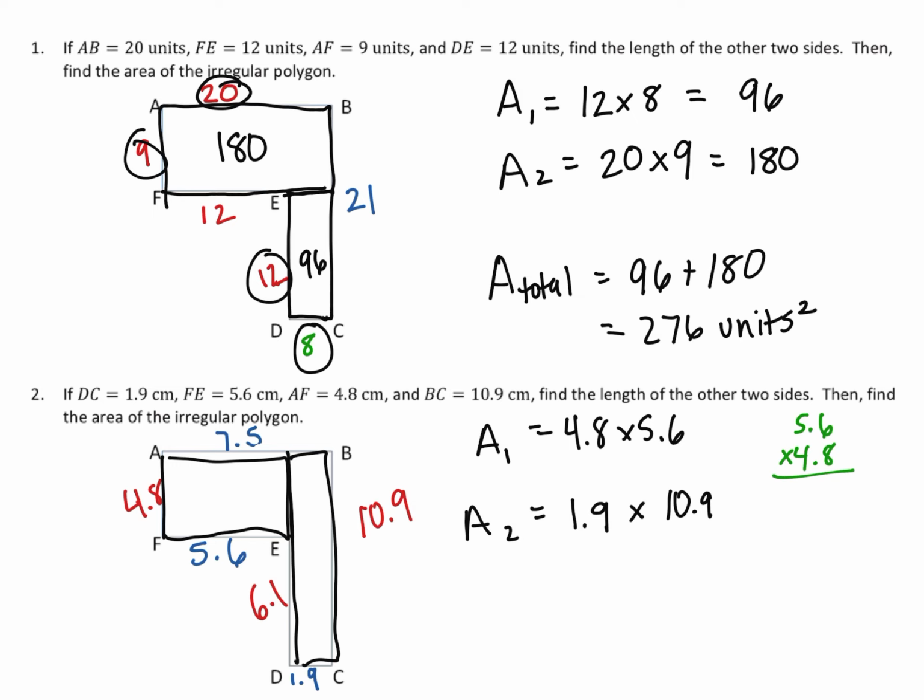Six times 8 is 48. 8 times 5 is 40, plus 4 more is 44. Don't forget about your place value spacer. 4 times 6 is 24. 4 times 5 is 20, plus 2 more makes 22. My question has 2 decimal places, so my answer needs 2 decimal spots, which is 26.88 centimeters squared.